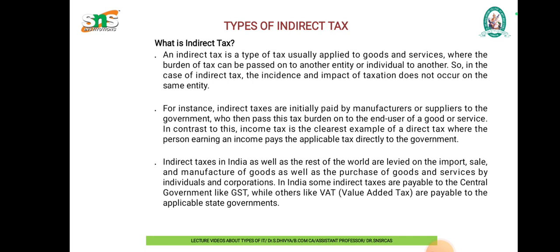In contrast to this, income tax is the clearest example of a direct tax, where the person earning an income pays the applicable tax directly to the government. So in indirect tax, the manufacturer or the supplier initially pays the tax to the government, and the tax burden then falls on the end user. Indirect tax in India, as well as in the rest of the world, is levied on the import, sale and manufacture of goods, as well as the purchase of goods and services by individuals and corporations. In India, some indirect taxes are payable to the central government, while other taxes like VAT are payable to the applicable state government.